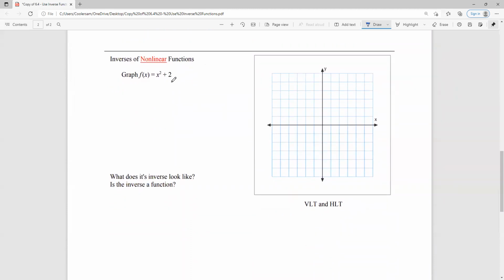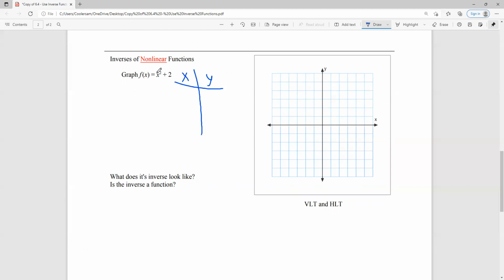So inverses of nonlinear functions. So we're going to graph this thing here. What is its inverse like? To graph this off the top of my head, I don't think I can graph this just freehand it. So I need to make a little table. So I'm going to make a little table here. We got X, we got Y.